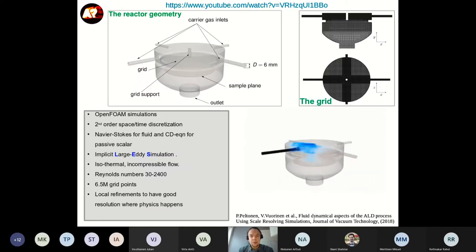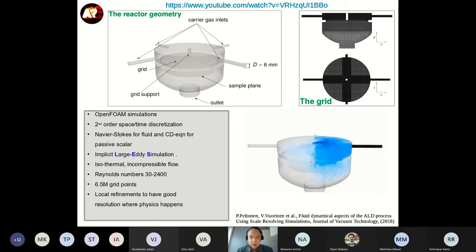Here is, at least for me, the animation is blinking a little bit. Maybe the frame rate is too high.